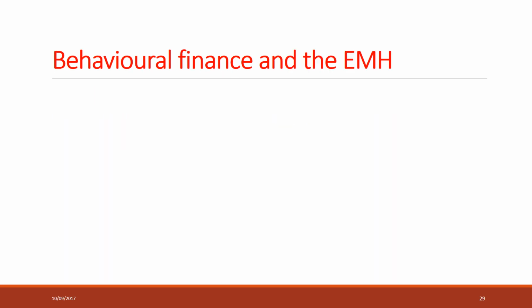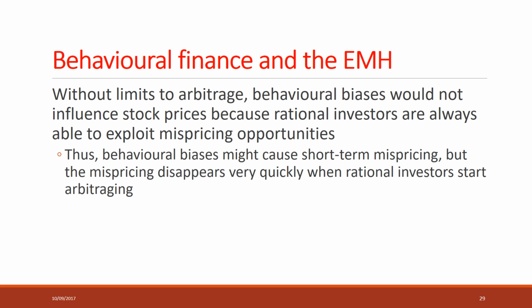So the implications here are therefore, without any limits to arbitrage, behavioral biases would be random. So people behave irrationally, but in a random fashion. And whenever you have irrational trading, arbitrageurs would come in and exploit the mispricing and make the mispricing disappear. So in the short term, behavioral biases might affect share prices, but overall in the long run, share prices will always stay at equilibrium if we have arbitrageurs, or if we don't have any limits to arbitrage.